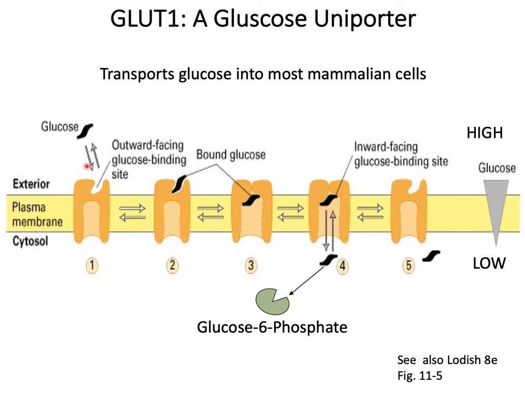Now, if for any reason the gradient actually changes, or the glucose concentration is high in the cytosol and low in the extracellular space, this transporter will actually work in reverse. And in physiological condition, this actually happens, that the cells actually release glucose this way as well.